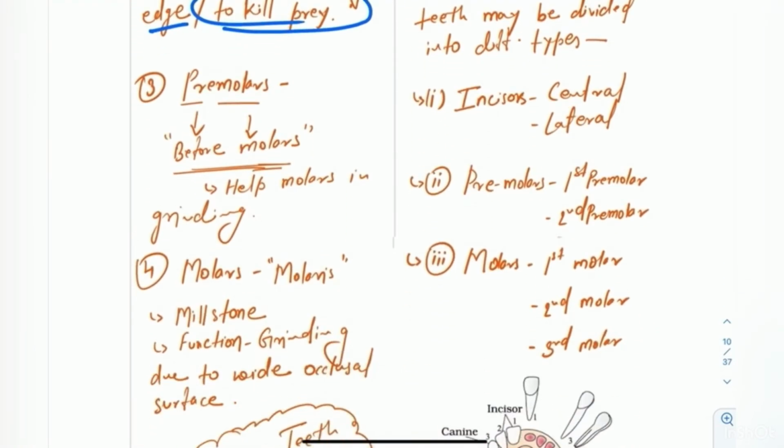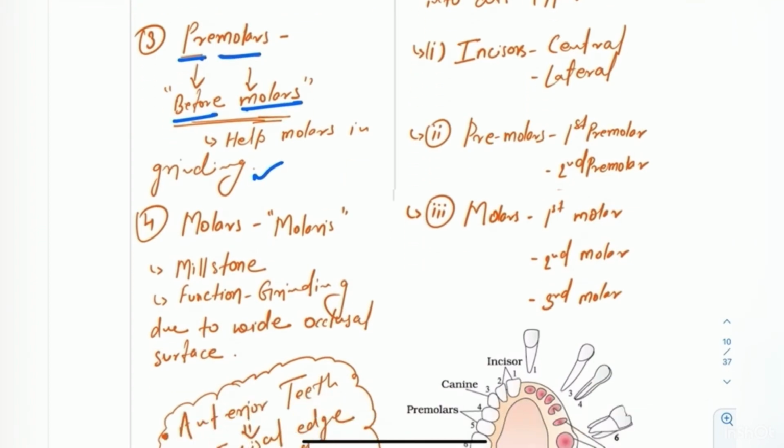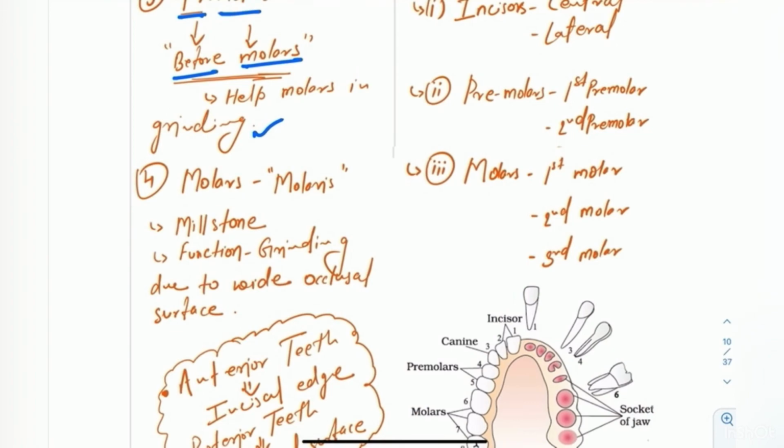Premolars: pre means before, and molars, obviously molars. So pre means before the molars, the teeth which are before the molars and help molars in grinding are called premolars. What are molars? Molars come from the word molaris, meaning millstone, and function as grinding due to a wide occlusal surface.